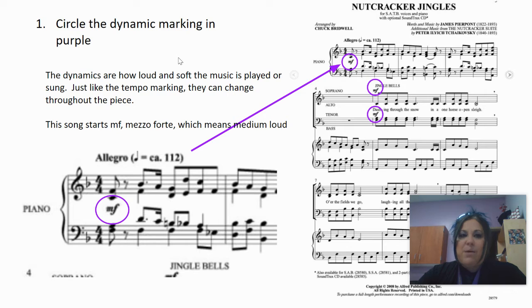All right, the dynamic markings in purple. Here are the dynamic markings. Dynamics tell us how loud or how soft the music is to be played or sung. Just like the tempo markings, they can change throughout the piece. The dynamics are something that's going to change the most often. So you can see that our song starts with MF right there. Again, I have it a little bit bigger so you can see it easier over here. That means medium loud. The Italian word for that is mezzo forte.